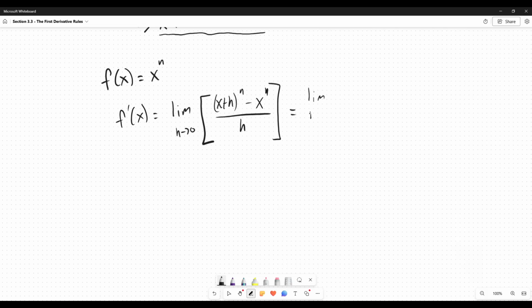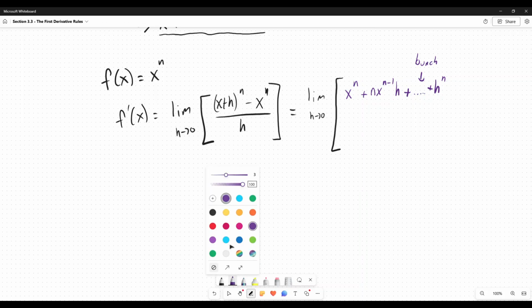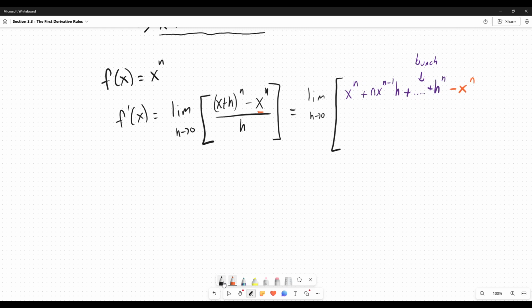Now, I'm going to plug in what I know is definitely going to be there. There's definitely an x to the n. There's definitely an n x to the n minus 1 times h. Then, there's a bunch of terms that all involve h. Now, don't forget, we must subtract an x to the n, and we'll divide the whole thing by h. I'm really trying to differentiate my h's and my n's.